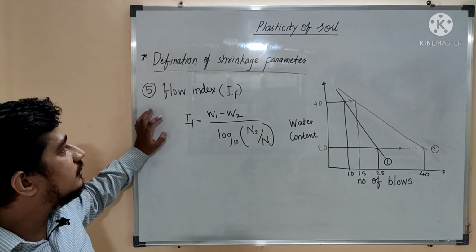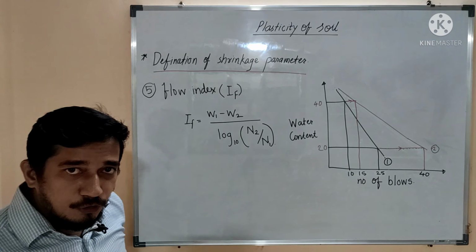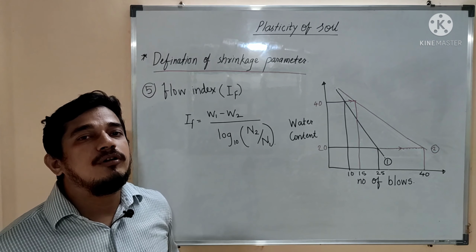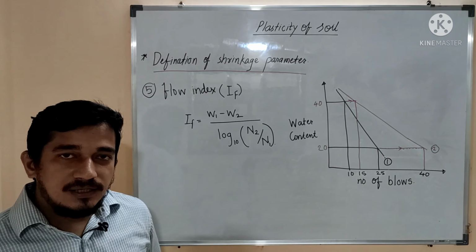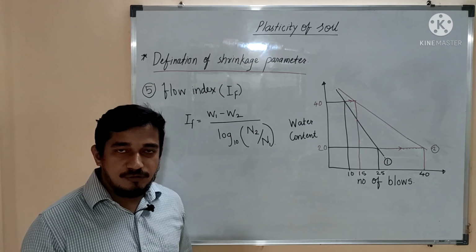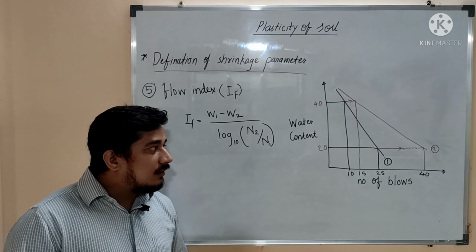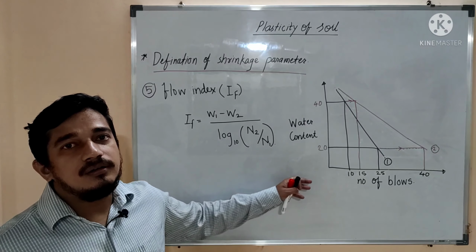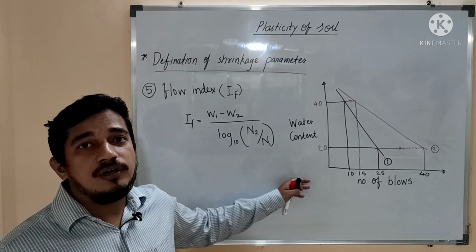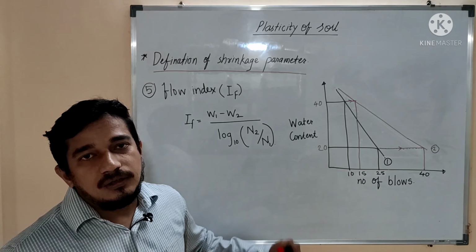So next part is a flow index denoted by symbol IF. The flow index is nothing but the slope of a flow curve. As I have already said, a flow curve is nothing but the plot between the number of blows and water content, and that is derived during conduction of liquid limit test. When we conduct the liquid limit test, we will plot this graph.